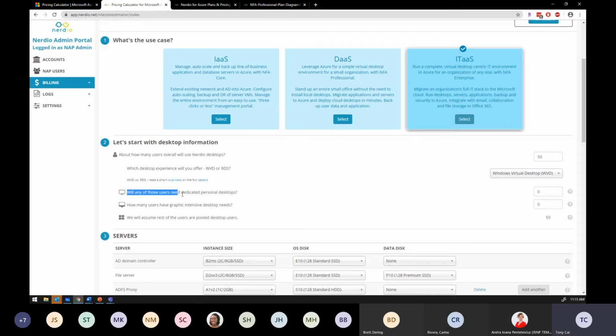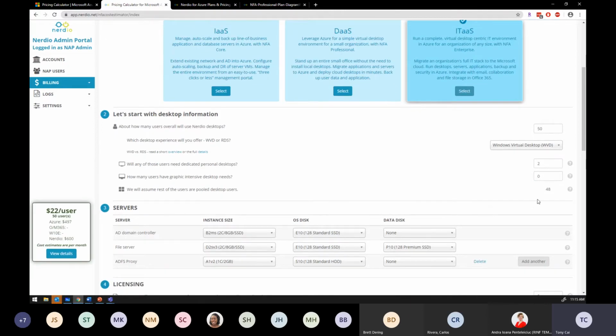And then this third question is asking, well, how many people need dedicated desktops, right? So let's say out of the 50 people, there's 2 partners that you may want to separate out and give them virtual desktops. So we'll put 2 in here. And how many users will use graphic intensive needs in this situation? So let's just say none, because they aren't an engineering firm, right? Maybe they're a law firm.